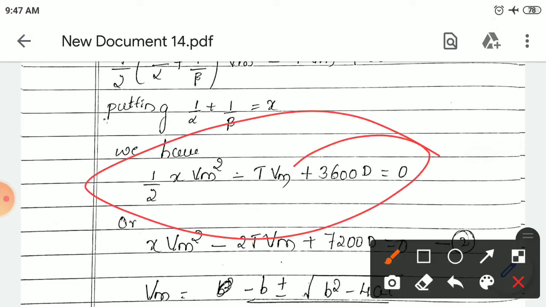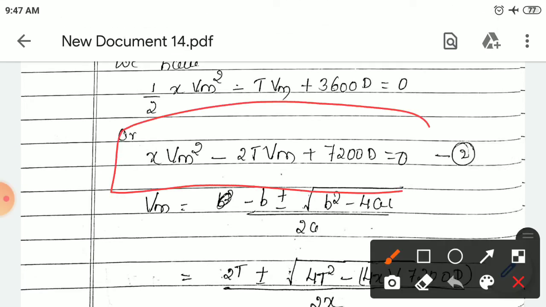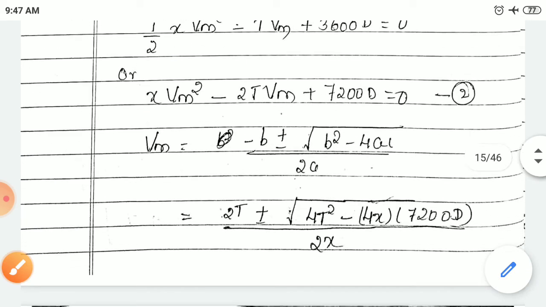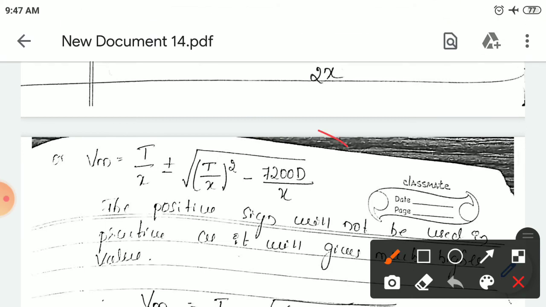So go on simplifying it, and you will be arriving at the equation x into Vm square minus 2tVm plus 7200 d is equal to 0. That is in the form of ax square plus bx plus c. Okay, the solution to this ax square plus bx plus c is already derived. That is minus b plus or minus square root of b square minus 4ac, divided by 2a. Based on that solution, if you are solving it, you will get the solution as Vm is equal to this one.